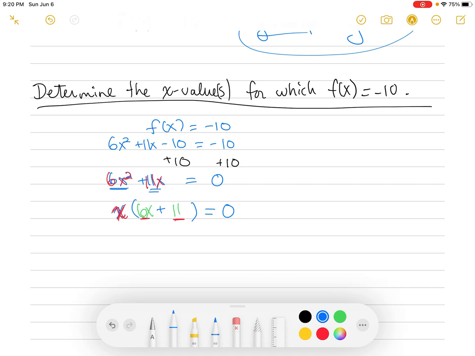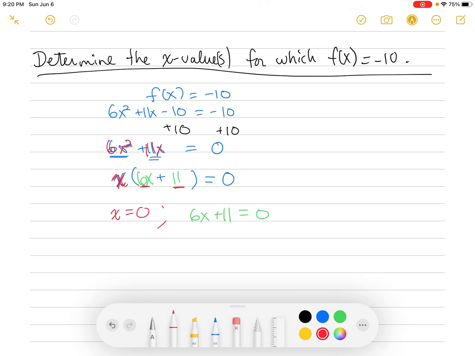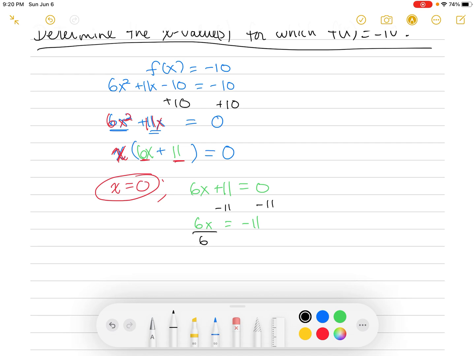Now, by the zero product property, if I have something times something equal to 0, then one of those things has to be 0. So either x is 0, or 6x plus 11 is equal to 0. So we have one of our solutions already. That's x equals 0. The other solution we're going to get by solving 6x plus 11 equals 0 for x. To solve that for x, we subtract 11 from both sides, and we get 6x equals minus 11. Then we divide both sides by 6 to get rid of the 6, and we get x equals minus 11 over 6.